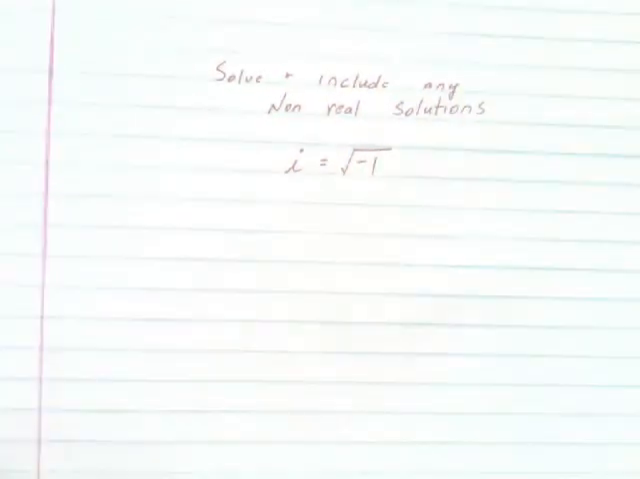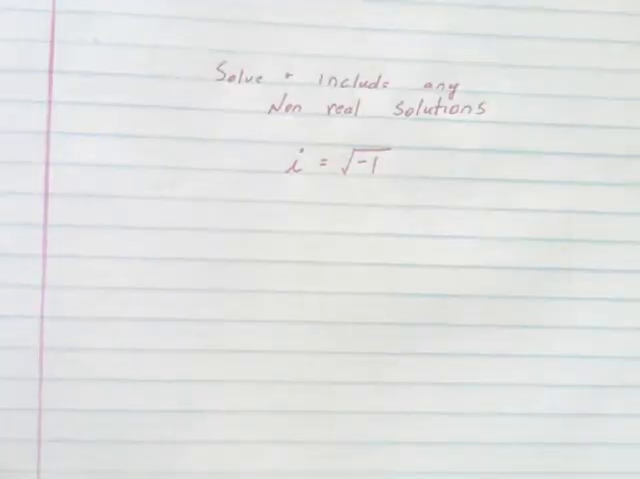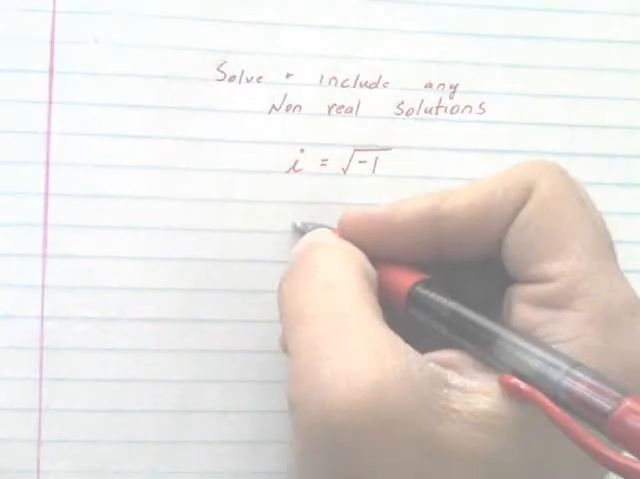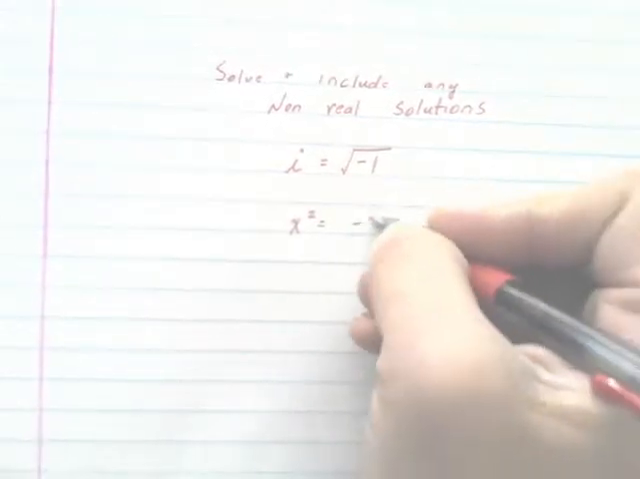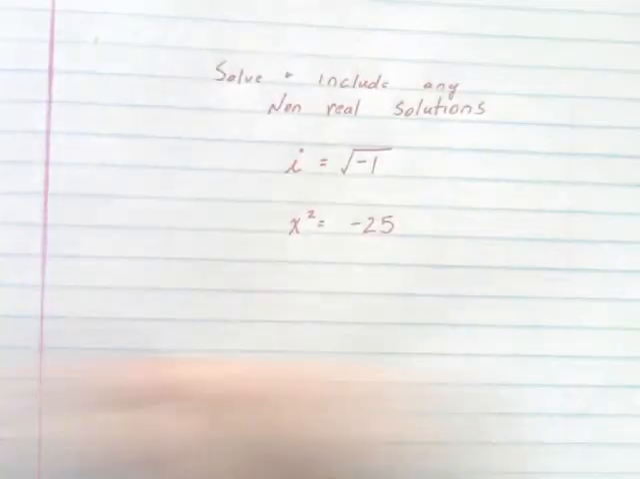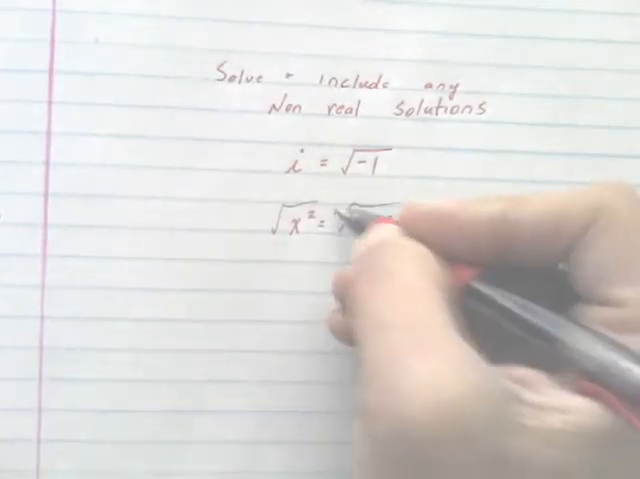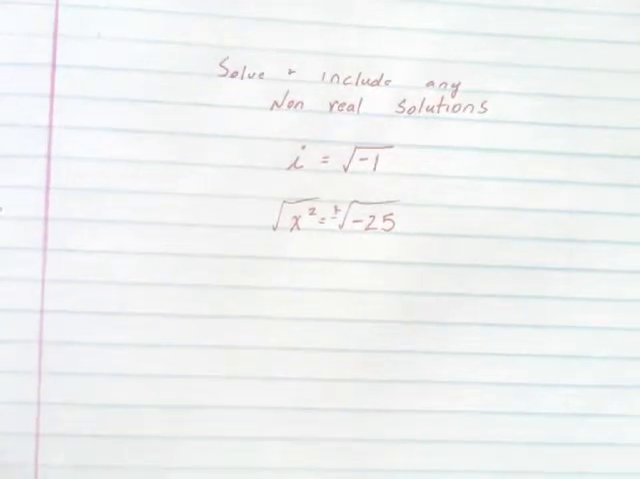So what that means is that from this point on, if I ask you to solve an equation and include any non-real solutions, you can write a non-real solution in terms of i. So for example, if I have x squared equals -25, we've always taken the square root of both sides, plus or minus. We've always looked at that equation and said there's a negative underneath the radical. That's NRS. That's no real solution.